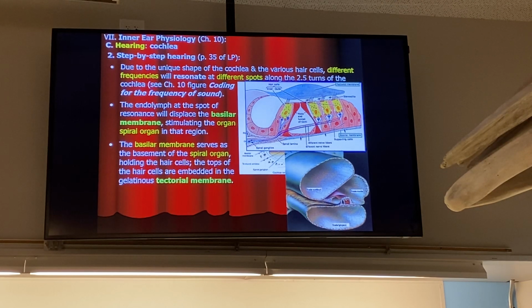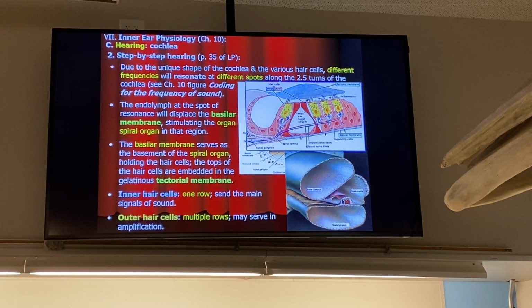Basilar membrane is the foundation of the spiral organ. And you can see the hair cells here. But those cilia are embedded in the tectorial membrane. Again, I drew this on the whiteboard. All three parts of the inner ear, cilia are embedded in jelly. This jelly in the cochlea is the tectorial membrane. There's only one row on the inner side, multiple rows on the outer, 2 to 3 depending where you are in the 2.5 turns. Weird thing is, it's that single inner row that is the main input for hearing.